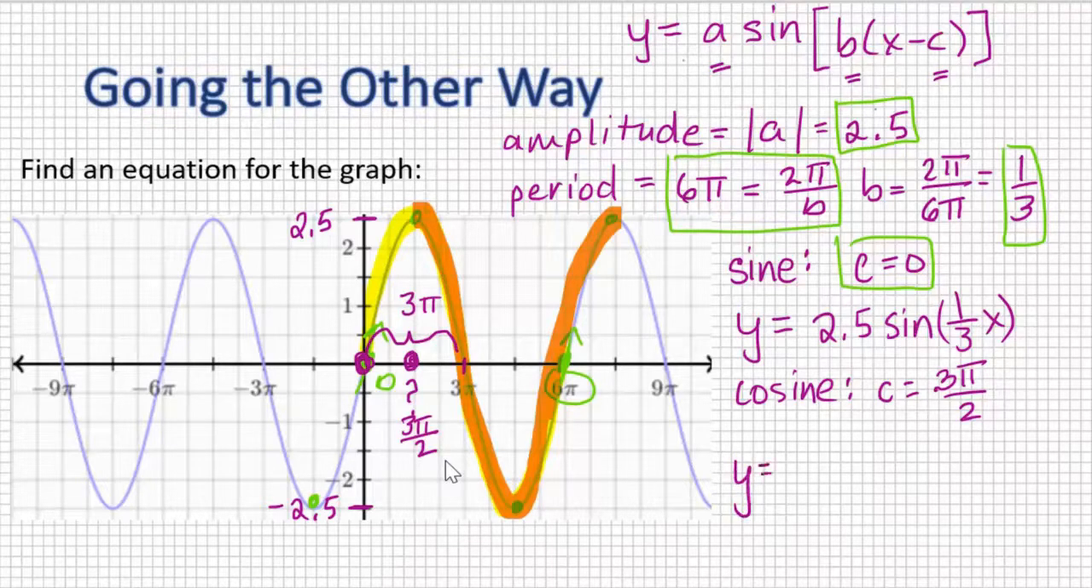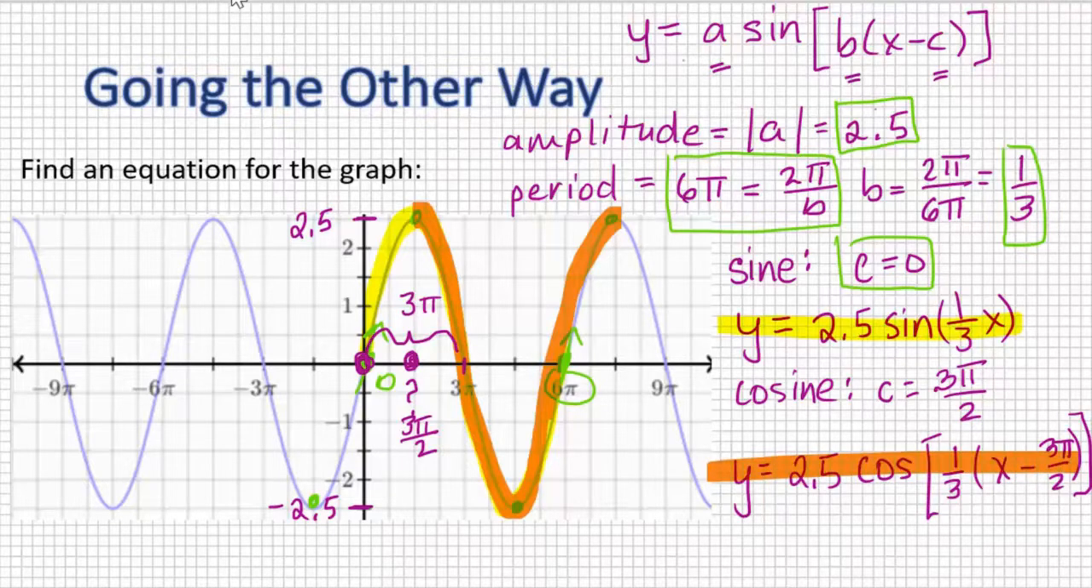That gives us a function that looks like this. Y is equal to 2.5, the value for a, times the cosine, 1/3, the value for b, times x, minus the value of c, 3 pi over 2. Both of those equations, this given equation, looking at it as a sine function, and this equation, imagining that we have a cosine function, both describe our graph. So they're both valid answers.